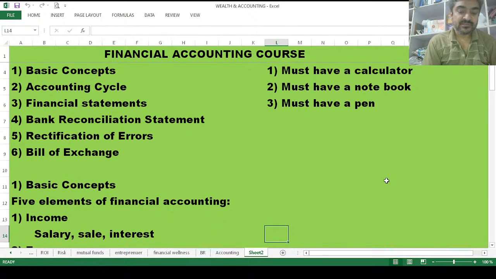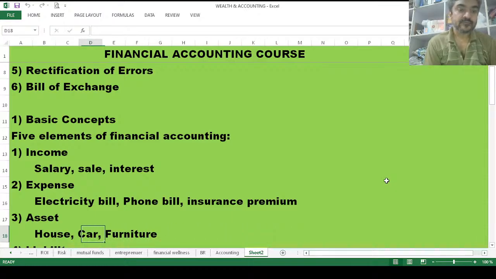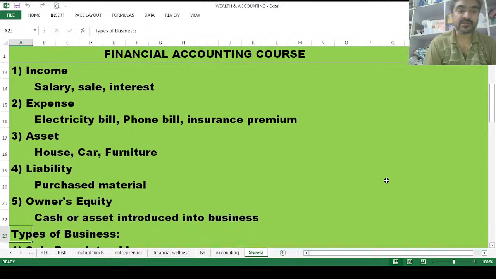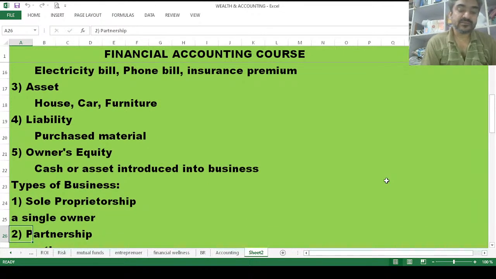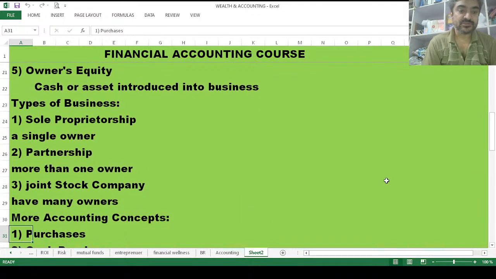Then we discussed 5 basic elements of financial accounting with the examples. These elements are income, expenses, assets, liabilities, and owner's equity. Then we discussed the types of business: sole proprietorship, partnership, and joint stock company.